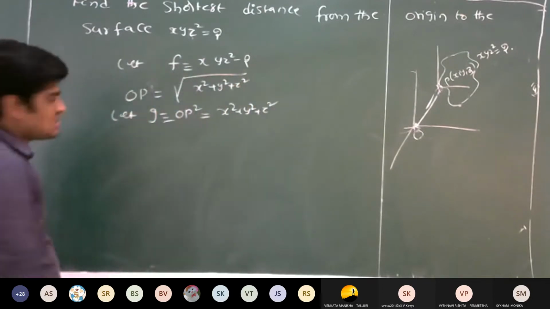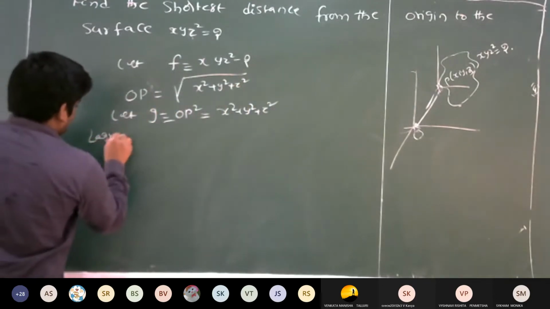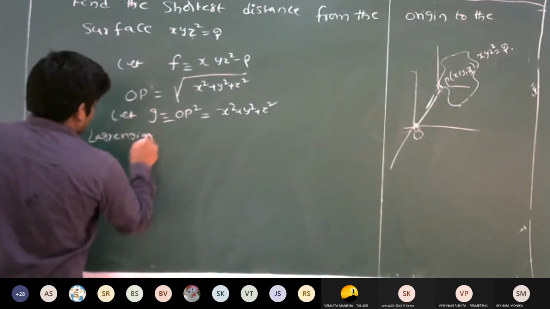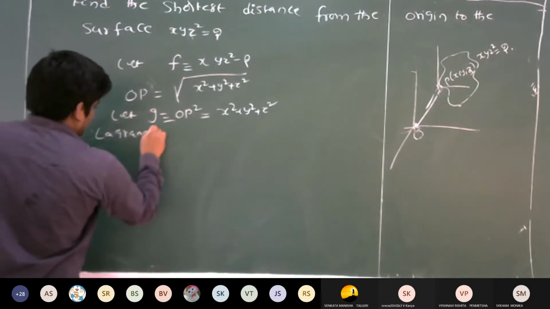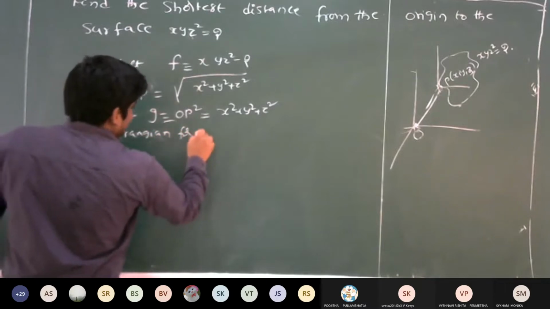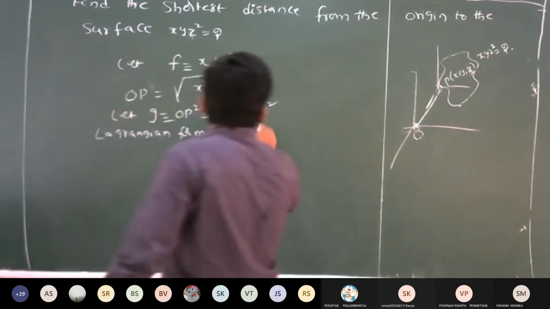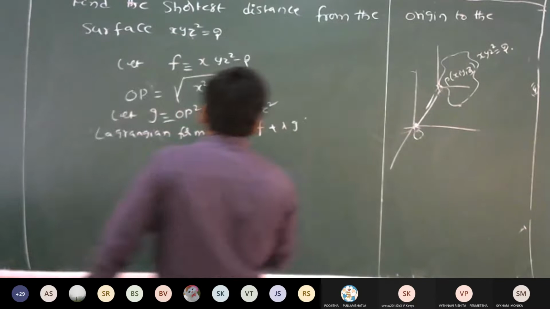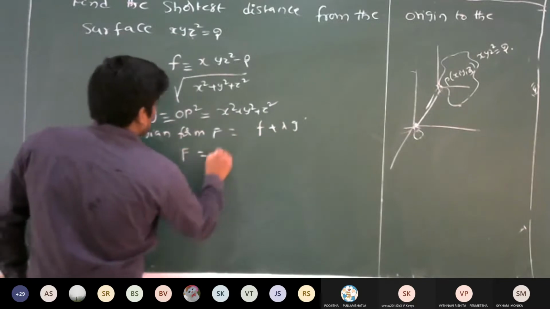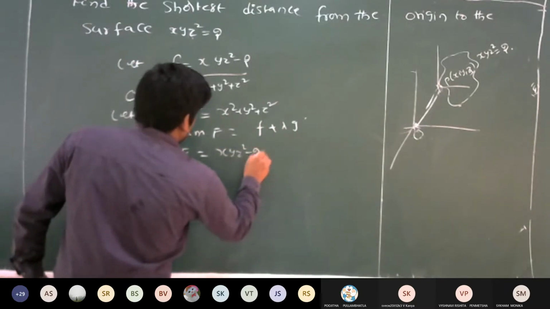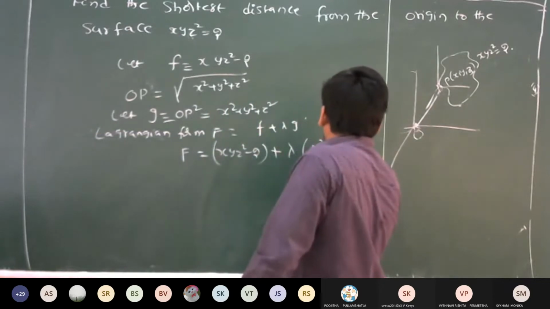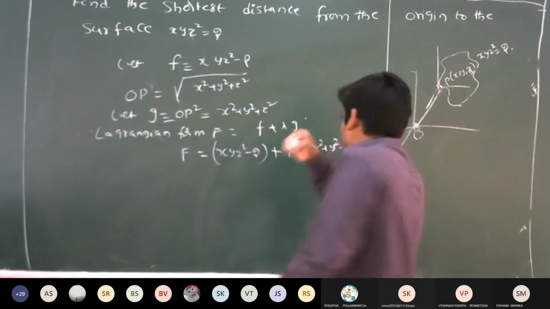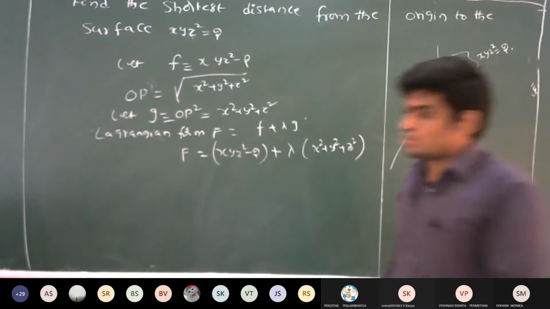Now write down the Lagrangian form. That is capital F is equal to f plus lambda g, right? So capital F is equal to xyz square minus 2 plus lambda into (x square plus y square plus z square), right? Now we have to apply the working procedure.